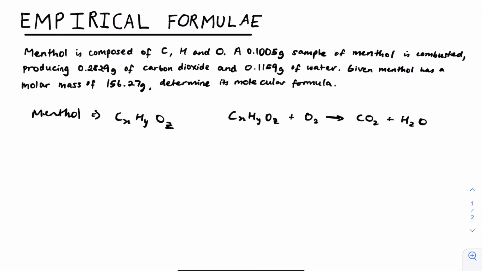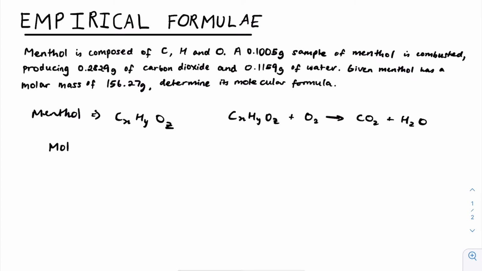If we look at our products, we have carbon dioxide and water. Carbon does not exist in water, but it does in carbon dioxide, which means that all the moles of the carbon used in this reaction will only be in the carbon dioxide. So if we find the moles of carbon dioxide, we can figure out the moles of carbon, because the moles of carbon dioxide will be the same as carbon, since there is one carbon atom in every carbon dioxide molecule. So let's just do that.